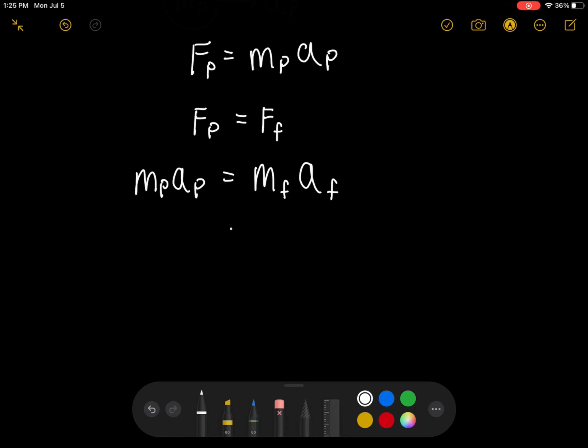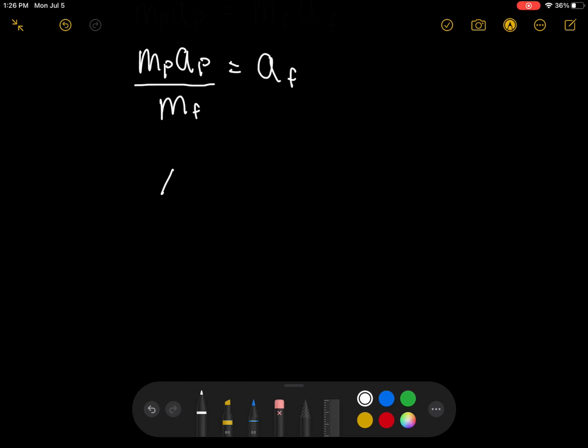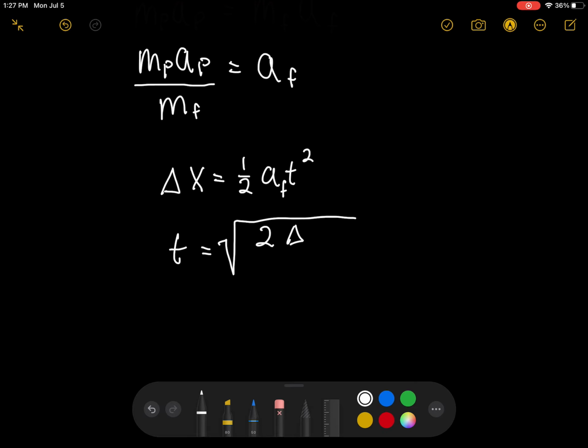If we solve for the acceleration of the football player, we are going to get MP times AP over MF. Now that we have the acceleration, we can use one of the handy-dandy kinematic equations to solve this problem, which is simply delta x is equal to 1/2 at squared. We're going to say that the initial velocity is 0, so just plug in AF and finally solve for t. That's just going to be t equals the square root of 2 delta x over AF.